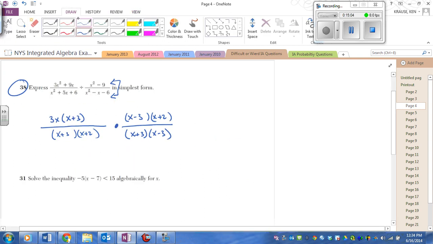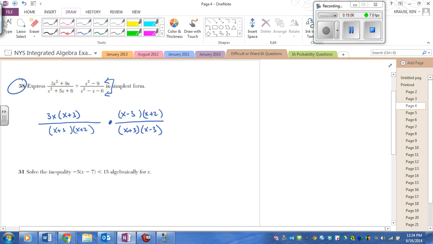Alright, now I can start lopping stuff off. X plus 3 cancels. X plus 2 cancels. X minus 3 cancels. So it looks like I'm left with 3x over x plus 3.